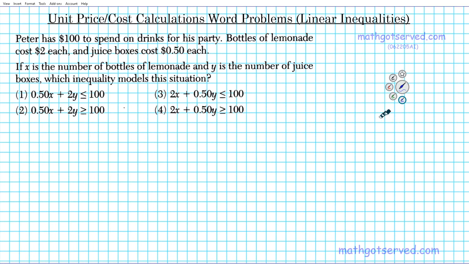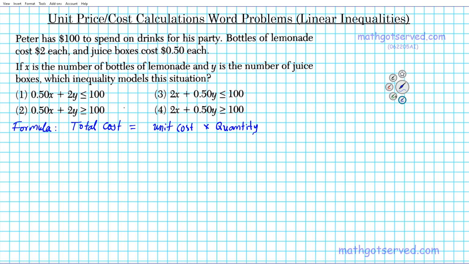models this situation? To get us started, let's take a look at the formula that is going to guide our problem solving process. The formula is: total cost is calculated by multiplying the unit cost and the quantity. Don't forget, all these formulas can be found on Mathgotserved.com under the formula section for Algebra 1.